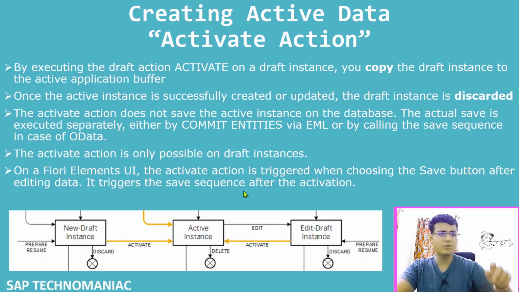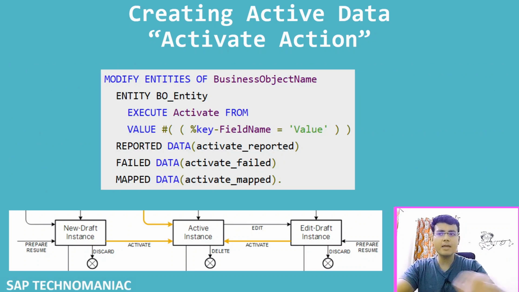At that time also you have to click on the save button. What it will do is copy the data from the edit draft to the active instance, and it will do the commit work, and the save sequence will be triggered, and then it will save the data in the database table. So this is how the activate action is working, and this is the EML statement.